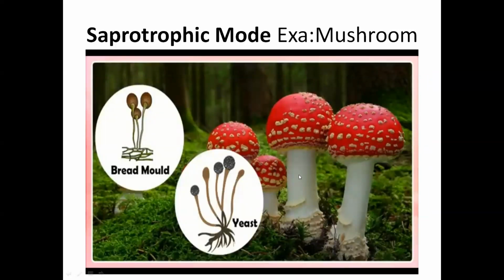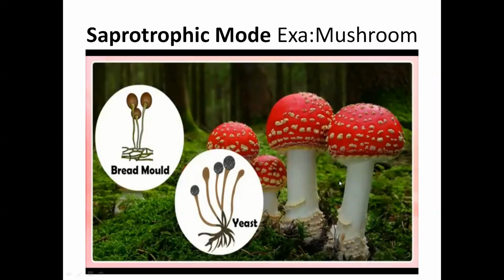Then the next mode of nutrition is the saprotrophic mode. What is meant by saprotrophic? Sapro means dead and decayed and trophic means nutrition. So plants or organisms which get their nutrition from dead and decayed material are following the saprotrophic mode of nutrition. For example, bread mold and mushroom.